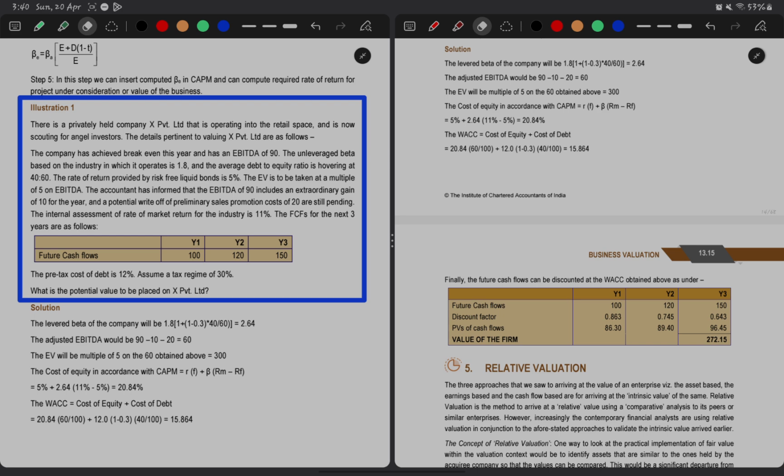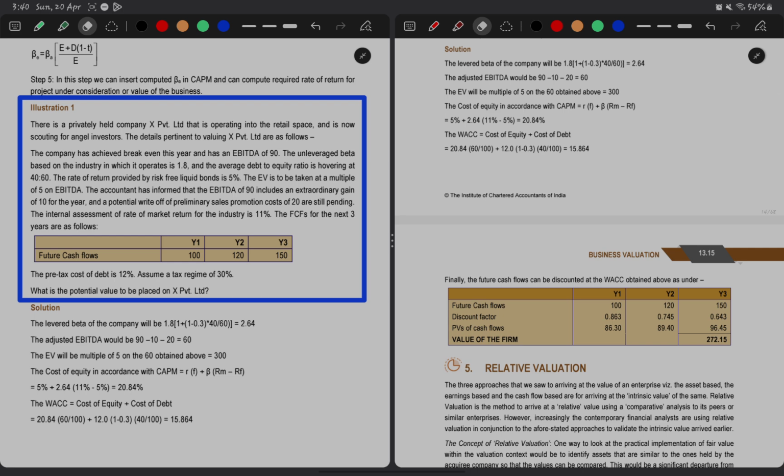Now the internal assessment of rate of market return for the industry is 11 percentage. So the rate of market return is 11 percentage. The FCF is nothing but free cash flows for the next years, as follows. They've given free cash flows for 3 years. The pre-tax cost of debt is 12 percentage, and assume a tax regime of 30 percentage. The tax rate is given, and then the cost of debt is 12 percentage.